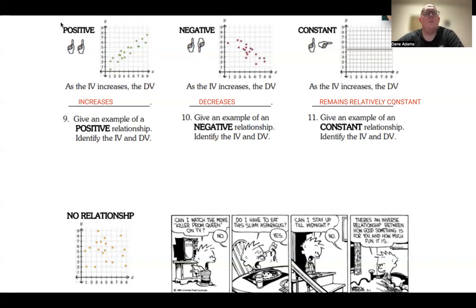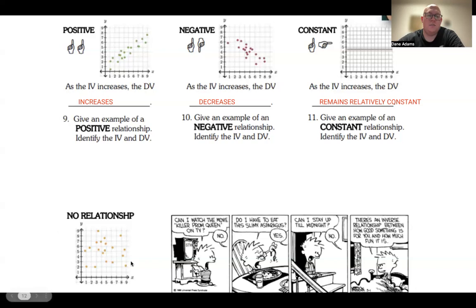One more note over here. Sometimes, not all the time, but sometimes a positive relationship is also referred to as a direct relationship. So you can write that word right over here, direct. Similarly, a negative relationship is sometimes referred to as an inverse relationship. So you can write that word here, inverse. The last little example down here says no relationship.